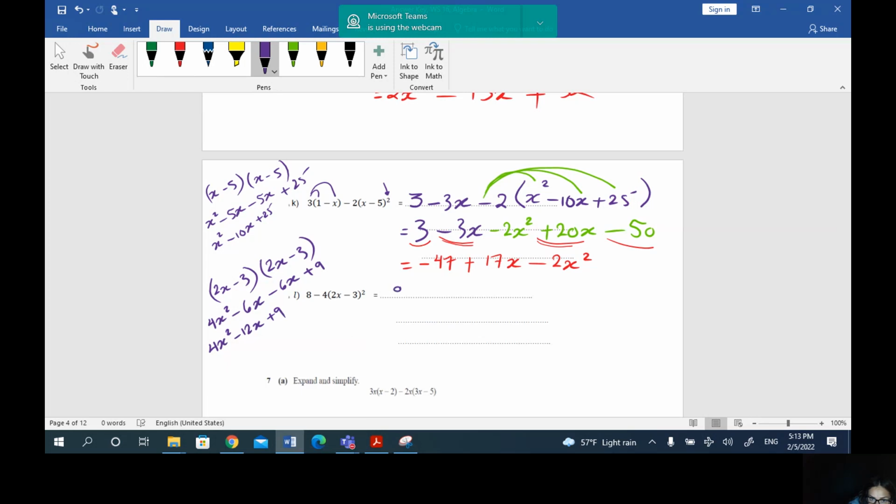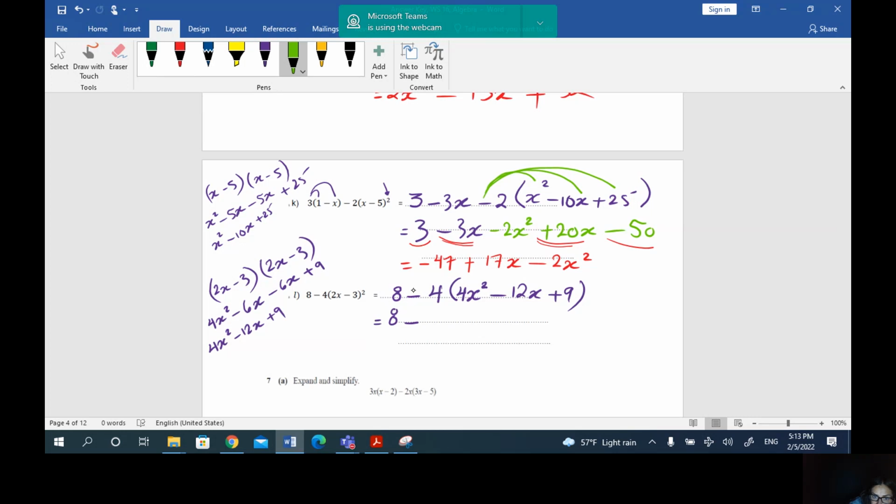So the 8 will stay as is. Minus 4, open a bracket. The 2x minus 3 to the power of 2 will come down to 4x squared minus 12x plus 9. Now, the 8 will stay as is.